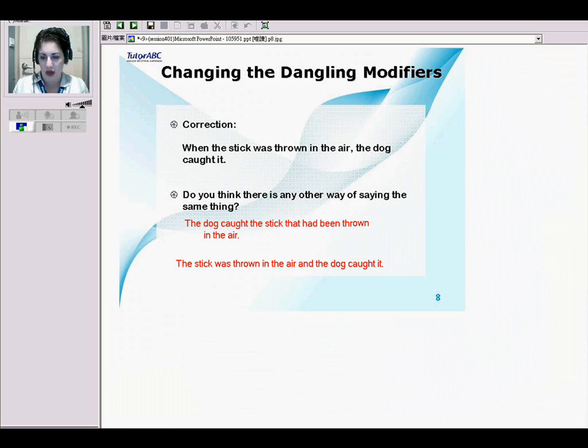However, you probably knew in English, sometimes you can omit words in the sentence, even though they should be there, because in our daily speaking we can understand it. One of you wrote in, you said it was the dog caught the stick which had been thrown in the air. That is correct. We do omit that word which.